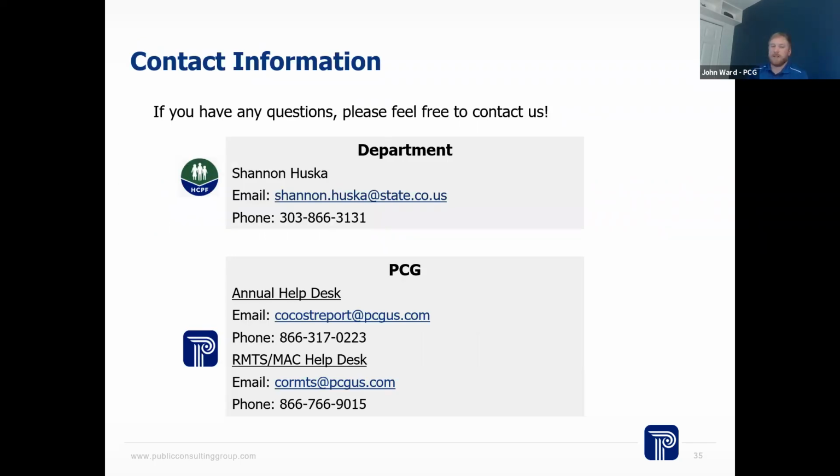And then here we just have contact information for Shannon at the department, as well as the annual and RMTS and MAC help desk at PCG. So you have our email addresses and phone numbers. If you all have any questions at all, especially with the annual side over the next 3 months, please don't hesitate to reach out. No matter how small the question is, we'll try to do our best to get those questions answered.